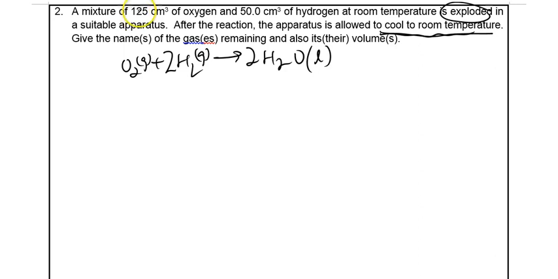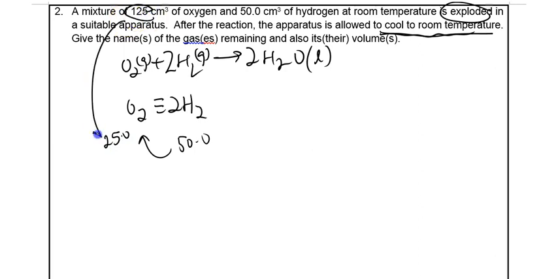So I have enough data to calculate the number of moles, and in this case it is gases, so I can directly compare the volume of gases. I know that O2 is equivalent to 2H2. I have 50 cm3 of H2, so it should react with 25 cm3 of O2. But I have 125 of O2, which means my O2 is in excess. There's 100 cm3 extra, so which is the limiting reagent? That's right, the limiting reagent is hydrogen.